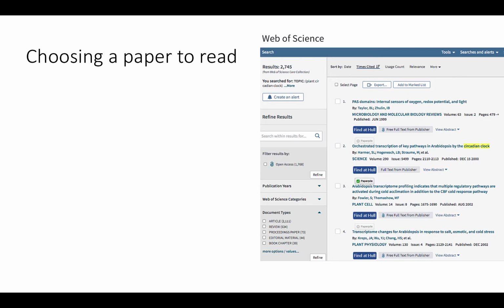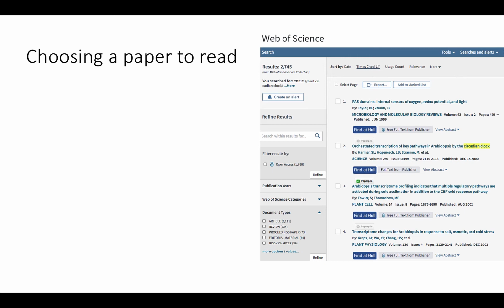It might be that on your course you've been given a paper to read, or it might be that you've been asked to go away and do a literature search for yourself, and then you've got to choose what to read. So you might go to a search engine, Web of Science or Google Scholar, and do a search, and then you get a whole bunch of papers coming up. Choosing which paper to read can be quite tricky.